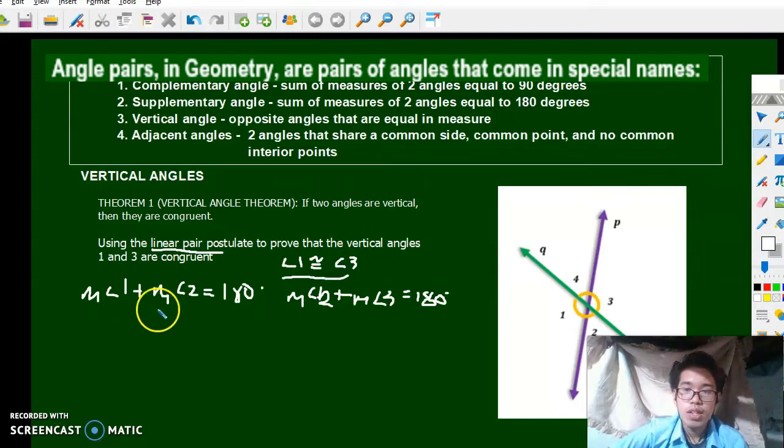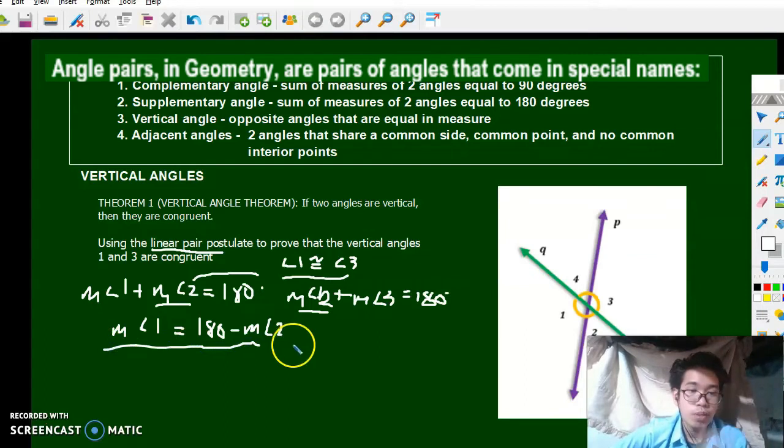If you see here, we both have the measurement of angle 2, so we can equate. The measurement of angle 1 plus the measurement of angle 2 is equal to 180 degrees. Then we transfer the measurement of angle 2 to the other side, so from positive it becomes negative, minus angle 2. So that's the measurement of angle 1.